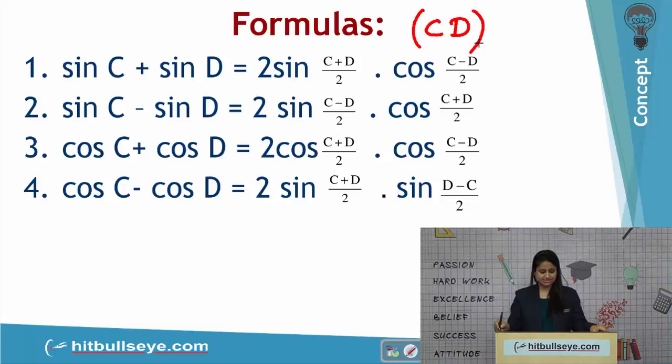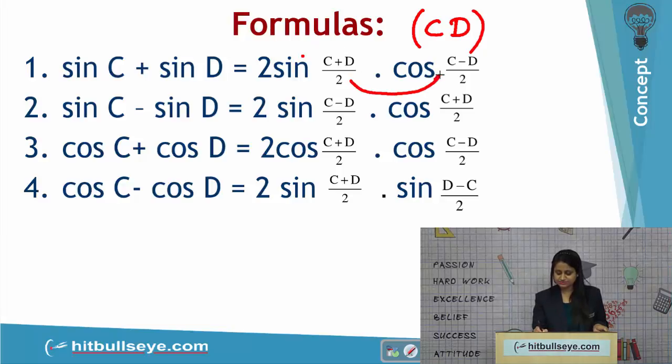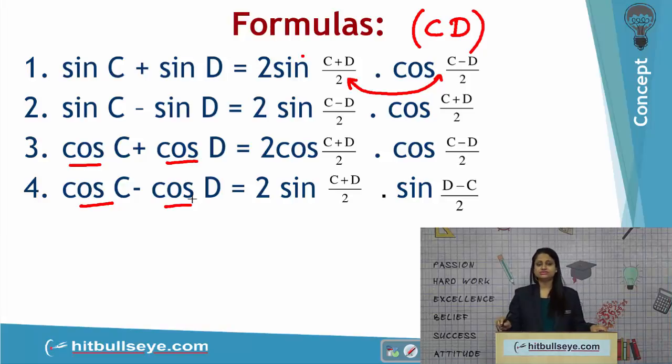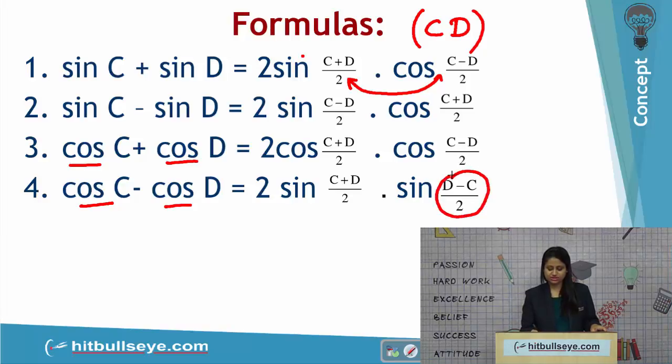Sin C plus sin D is 2 sin((C+D)/2) cos((C−D)/2). Then we have sin C minus sin D. See, these angles are switched. So it becomes 2 sin((C−D)/2) cos((C+D)/2). Third, the cos formula, cos C plus cos D. This is equal to 2 cos((C+D)/2) cos((C−D)/2). And the fourth formula, which is mistake prone, cos C minus cos D. In this formula only, this part is changed. Previously we had (C−D)/2. Now we have (D−C)/2.